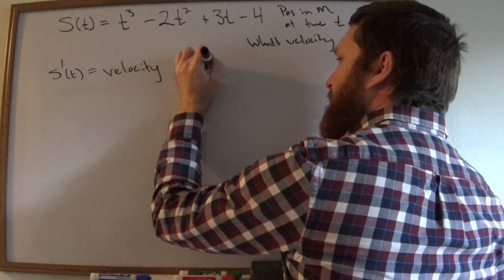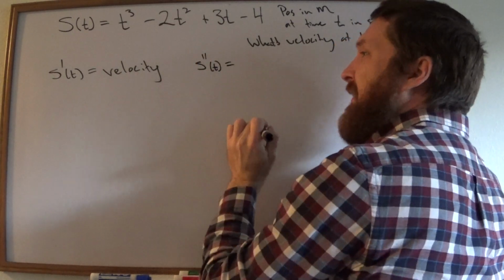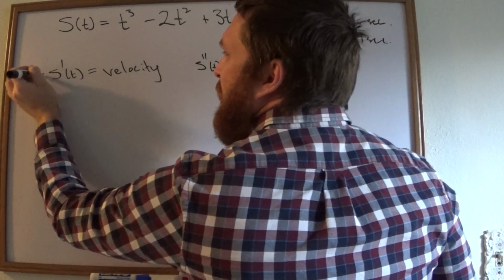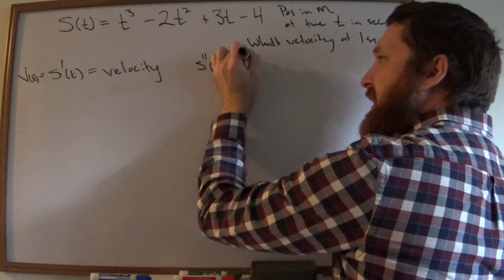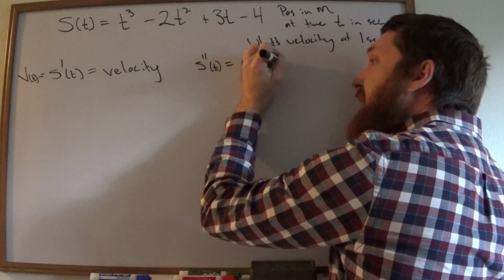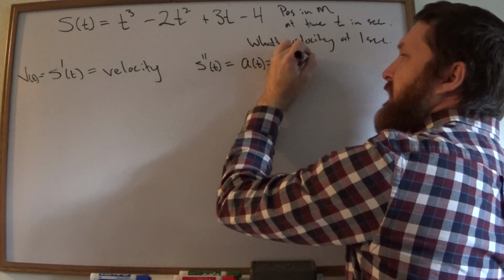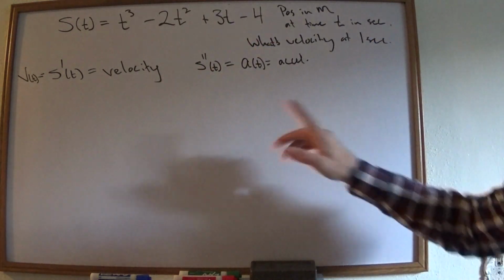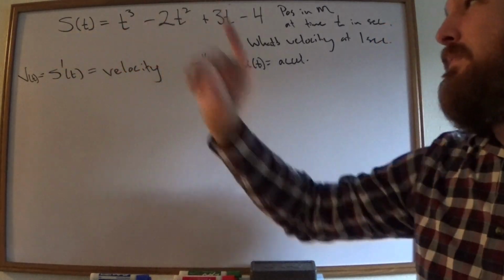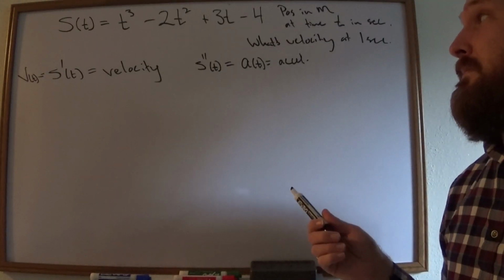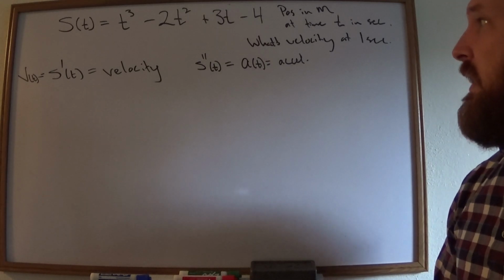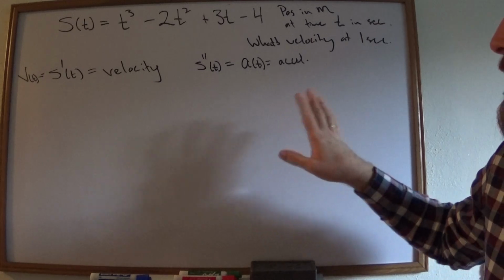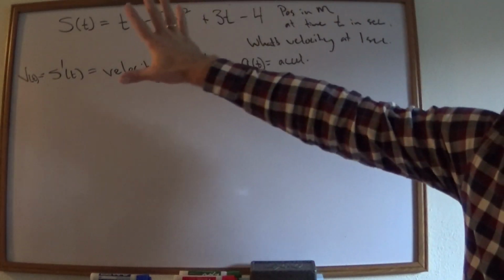Or rather, I should have said, what's the second derivative? So velocity we usually denote with a v of t. The second derivative we usually denote a of t, and that's acceleration. This is standard. And s is almost always used as position. Why? I don't know. It just is. And just so you know, you will be expected to know all of this.